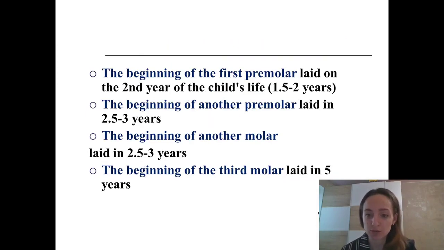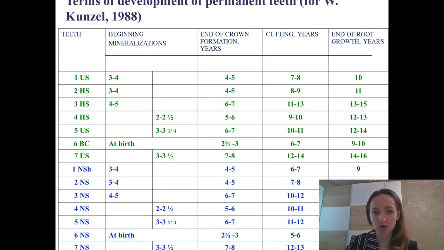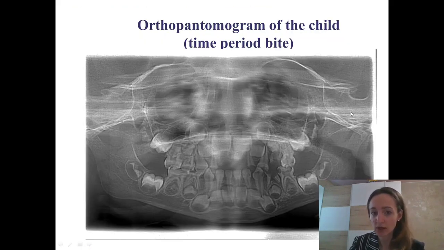The beginning of the first premolar is late in the second year of the child's life. Then another premolar and the beginning of another molar. Here you can see years. In terms of development of the permanent teeth, you can see all teeth, with beginning of mineralization, end of crown formation, eruption, and root growth and formation.